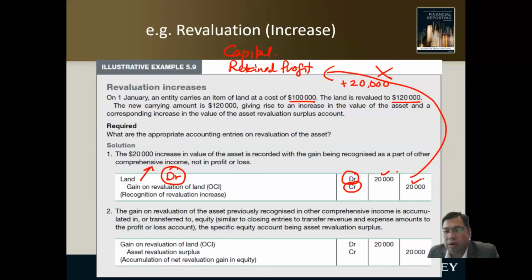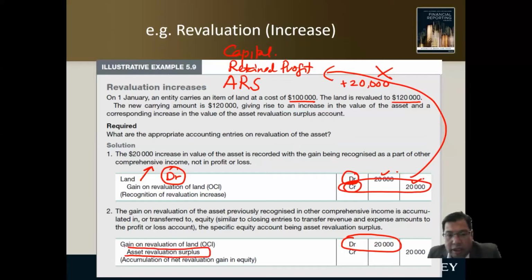No. We are going to create another account. We call it asset revaluation surplus, ARS. From this gain of 20,000, I am going to close the gain account. So I am going to debit 20,000. I am going to close this account and transfer to the reserve account known as asset revaluation surplus. So this is your reserve account. What you learned in chapter 15, if I am not mistaken, reserve account. So this is the first part.